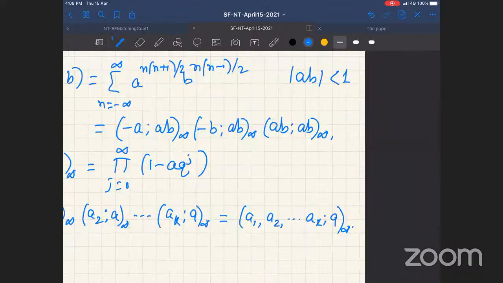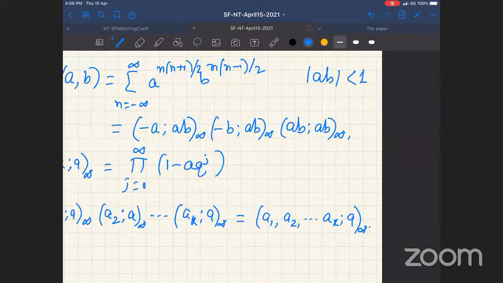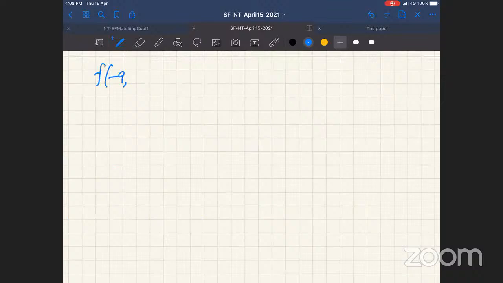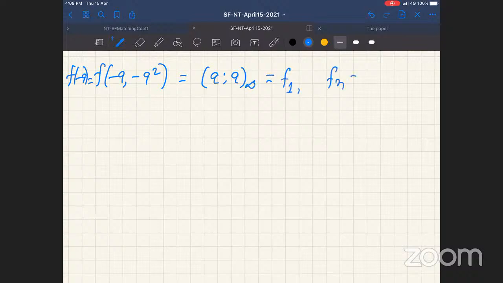Now there are three special cases of Ramanujan's theta function. For example, if we choose a equal to minus q and b equal to minus q squared, then we denote this by f(-q). And that is actually, from Jacobi's triple product identity, (q; q) infinity. And we denote it by f1. And in general, we call f_k to denote (q^k; q^k) infinity.